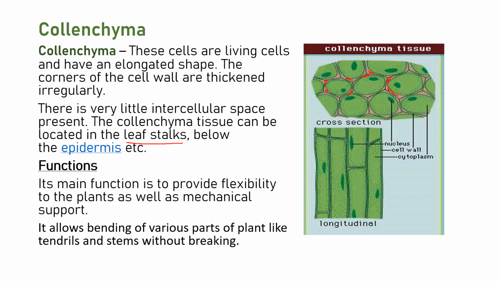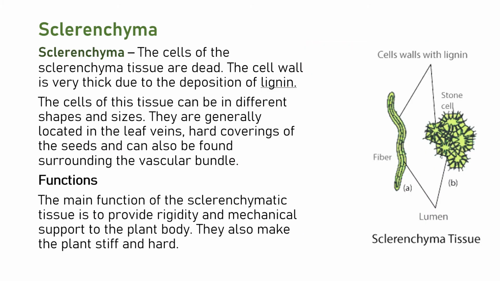And now coming to the function, mechanical support, very important. It provides flexibility to plants, as well as mechanical support. Main is flexibility of the plants, right? It allows the bending of various parts of the plant. When wind blows, plants bend. If you see the tendrils of plants or the climbers, they bend so easily, but they don't break, right? So this flexibility of the plants is due to the presence of collenchyma, right?